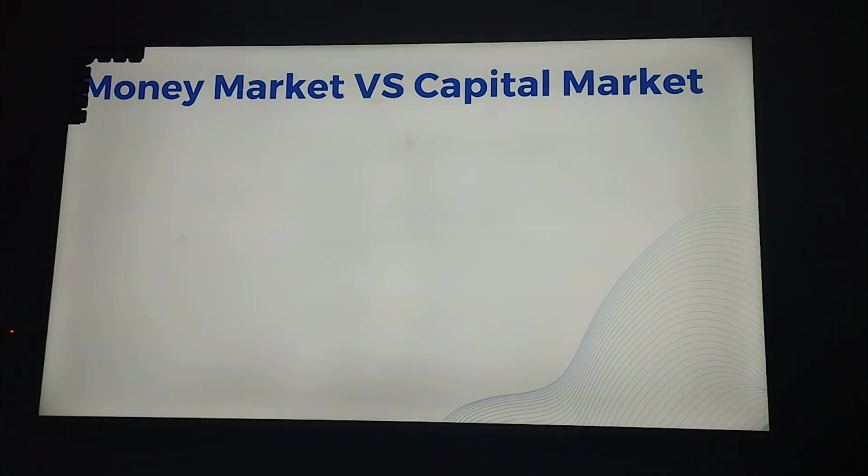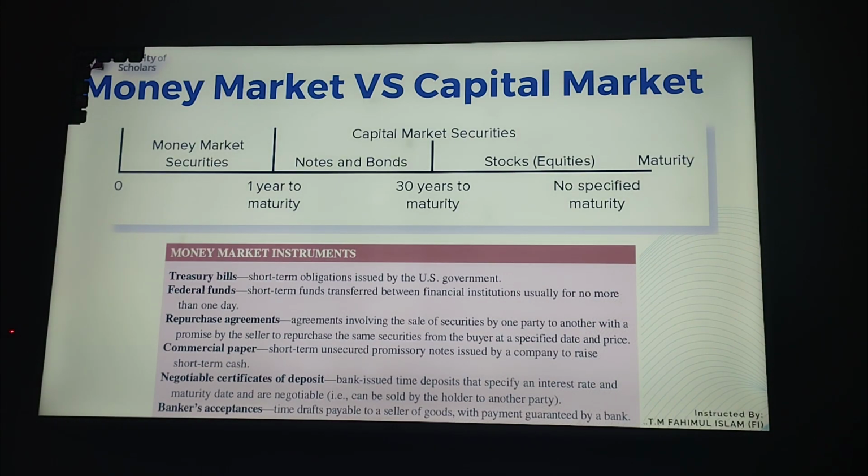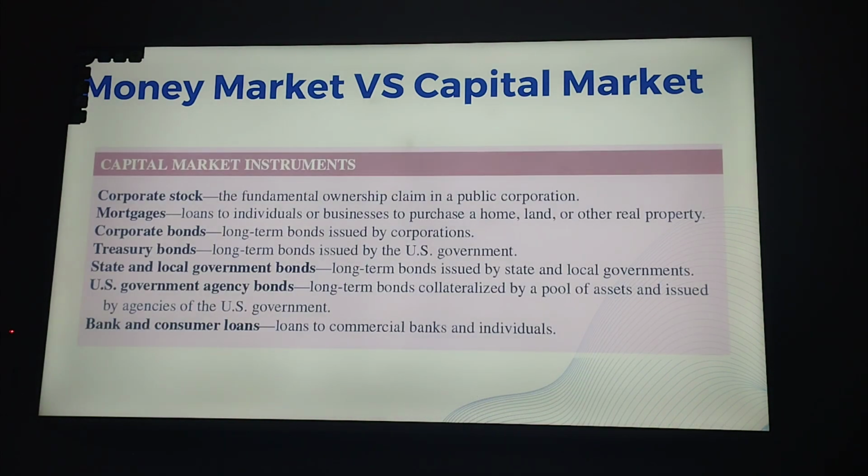If we mention the instruments, those can be corporate stocks, mortgages, corporate bonds. It can be treasury bonds too, state and local government bonds, US government agency bonds, bank and consumer loans. Those are examples from the perspective of the US. Now, students, your assignment is to find money market instruments and capital market instruments from the perspective of Bangladesh. So you need to come up with the names of the instruments with their maturity, from the perspective of Bangladesh.